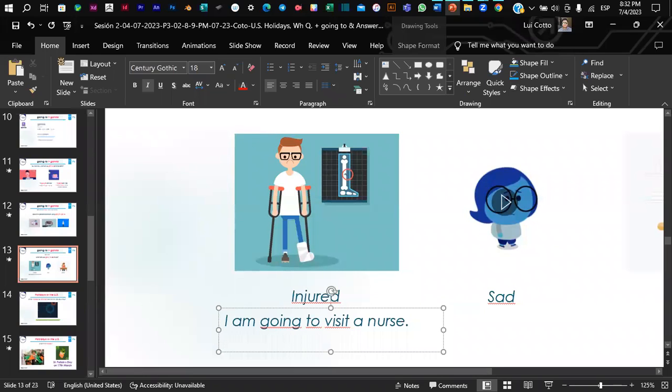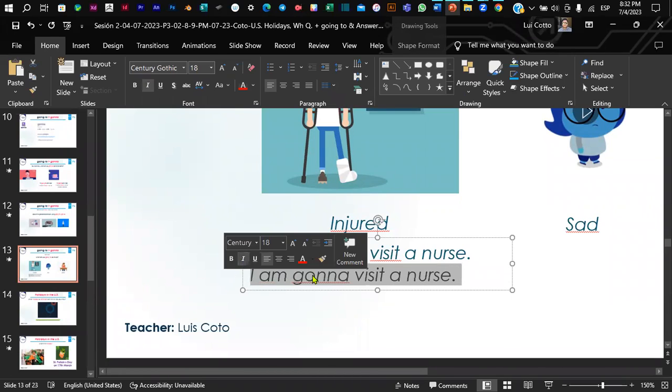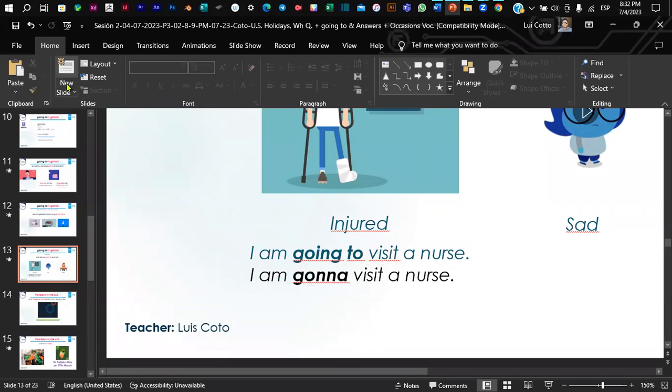Okay, now the informal part. I am gonna. Correct. Visit a doctor. Visit, the same complement, el mismo complement, don't worry. A nurse. Okay, very good. Nice. Formal speaking, informal speaking. Okay, very good.